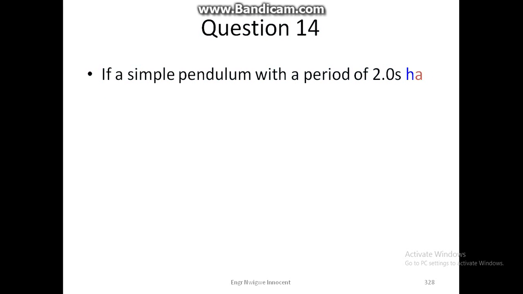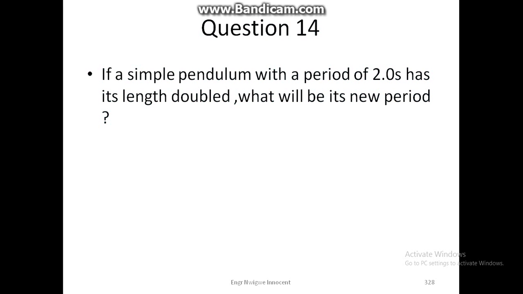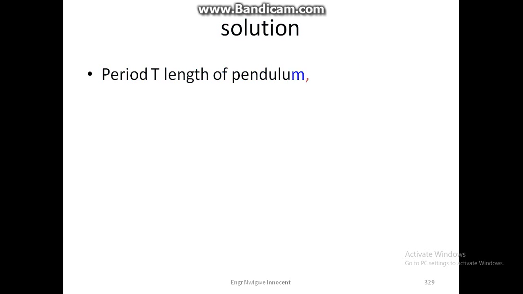Question 14. If a simple pendulum with a period of 2.0 seconds has its length doubled, what would be its new period? Solution. The period T of a pendulum is directly proportional to the square root of the length, or T is equal to k times square root of length.